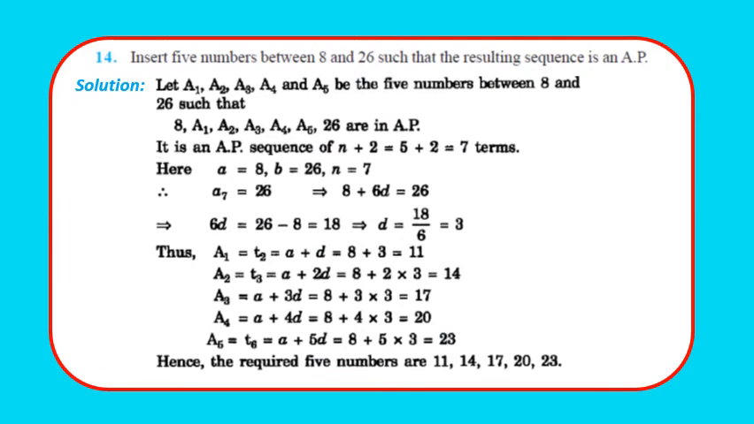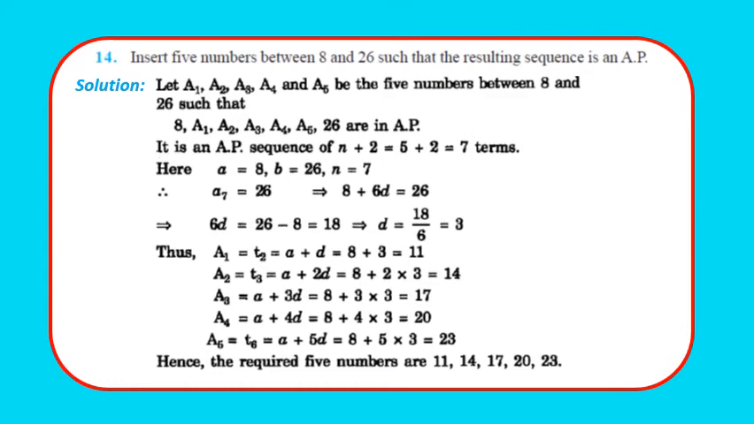Moving to question 14. Insert 5 numbers between 8 and 26 such that the resulting sequence is an AP. So let the 5 numbers be A1, A2, A3, A4, A5 between 8 and 26. Now according to the given condition, 8, A1, A2, A3, A4, A5, 26 are in AP. So it is an AP. Therefore the number of terms will be n plus 2, that is we have 7 numbers over here. So a is equal to 8 and b is equal to 26, and n equals 7.